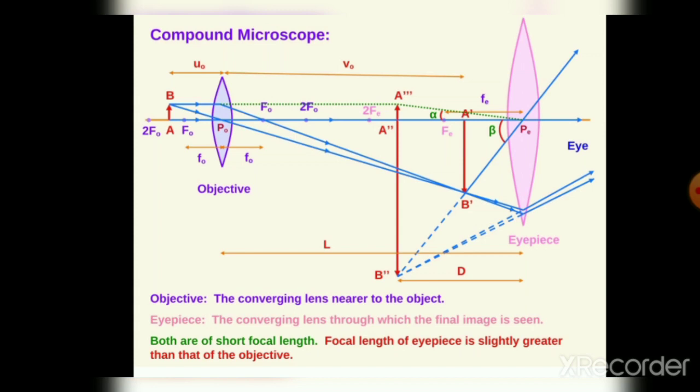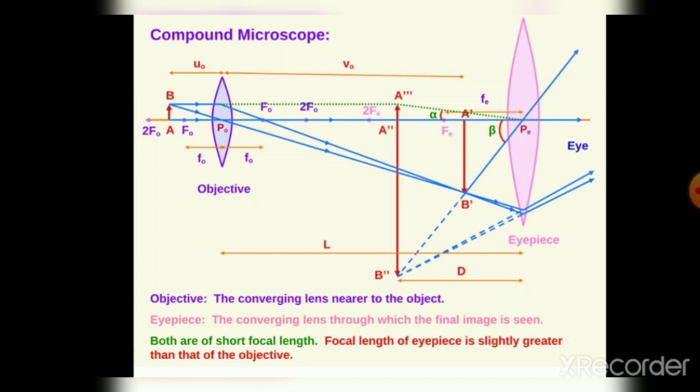The benefit of a simple microscope is that the image is magnified. Now, if you use the magnified image as the object for another convex lens, you can magnify it further. With this idea, the compound microscope was developed. You can see on the screen a basic diagram for the compound microscope. Object AB is enlarged to A double dash B double dash.